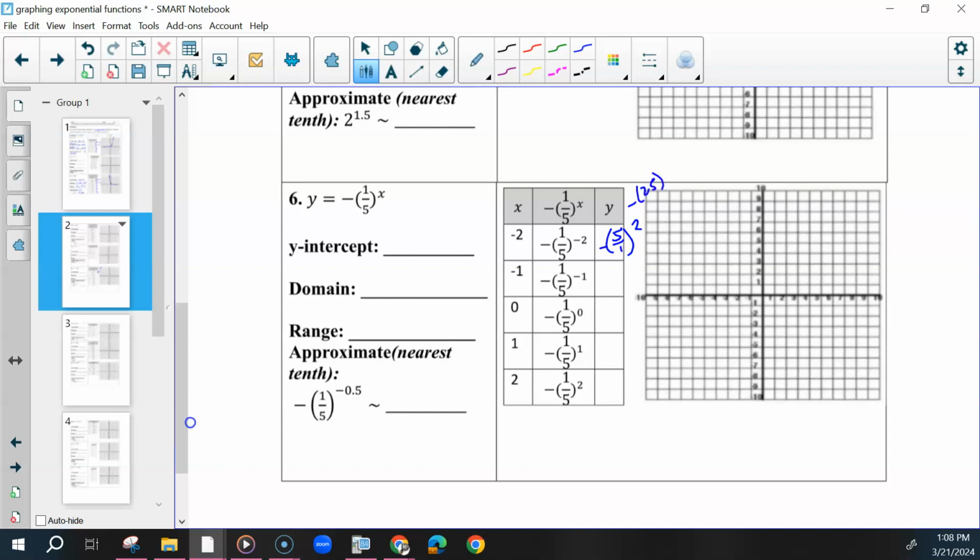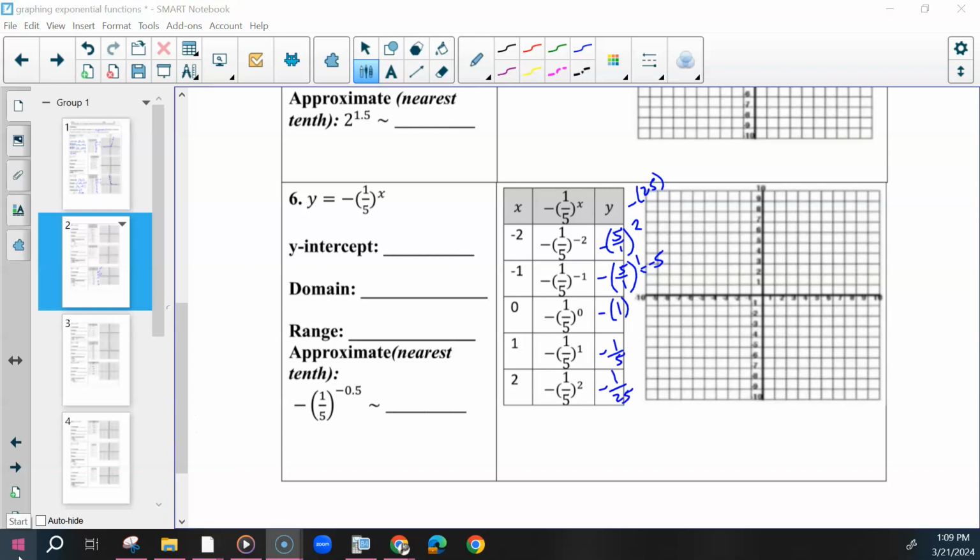negative 25. If I did the same thing for when x is negative 1, this would be negative 5. Here I have something to the 0 power, so that would be 1 on the inside, but then the negative makes it negative 1. This would just be negative 1/5, and this would be negative 1/25.